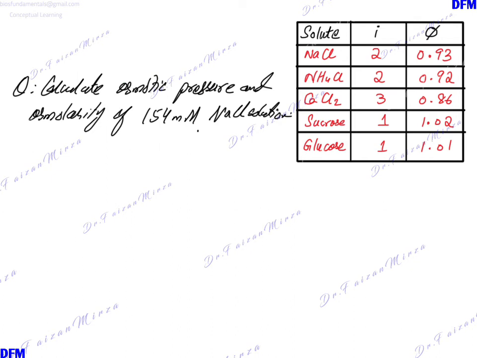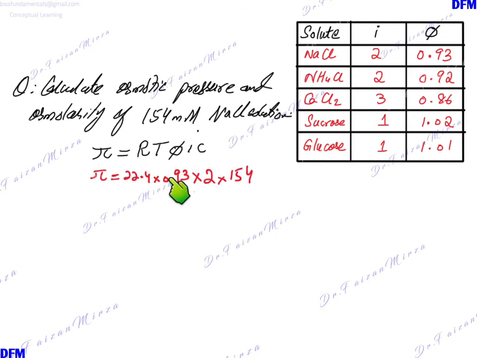For example, if you are given a question of calculating the osmotic pressure and the osmolarity of a 154 millimolar sodium chloride solution, this is not molar, this is a millimolar solution. So you will just apply equations 1 and 2 for these. Using equation 1, π = RTφiC. Just tabulate the values of each using the table and the gas constant: 22.4 multiplied by 0.93 from here and 2 from here, because this was a sodium chloride solution. And since it was 154 millimolar, 154 is divided by 1000, and we get the answer of 6.42 atmosphere. We get the osmotic pressure here.